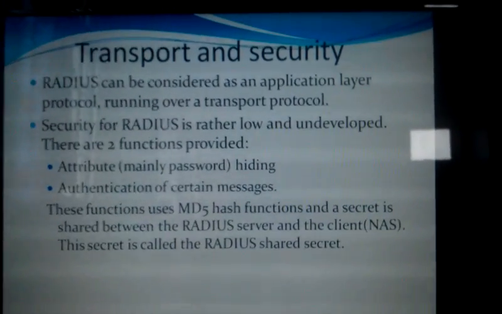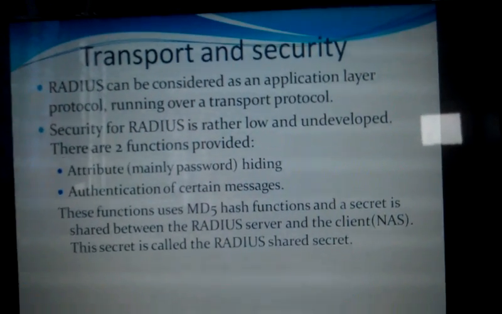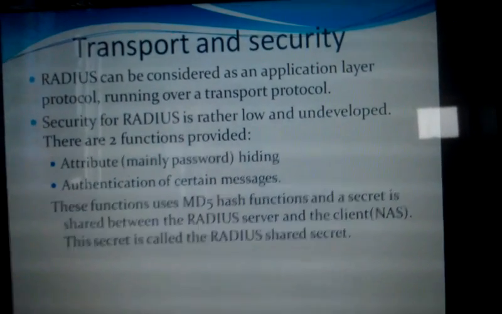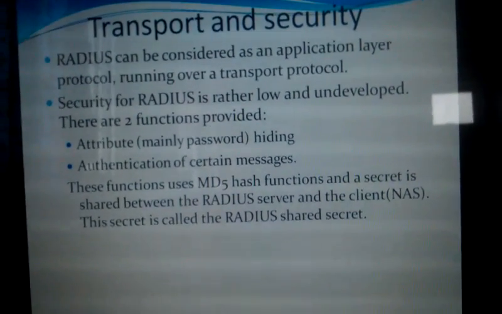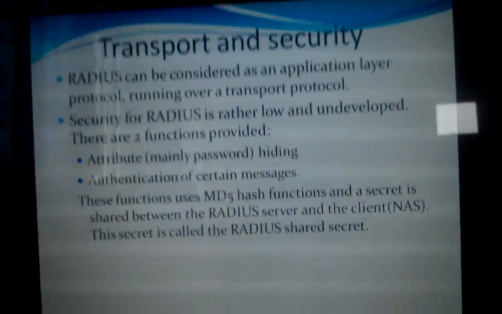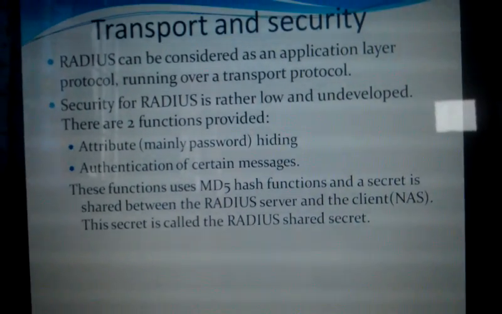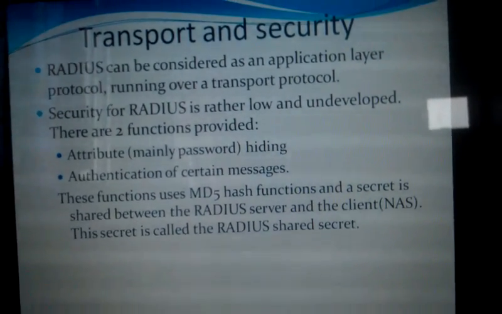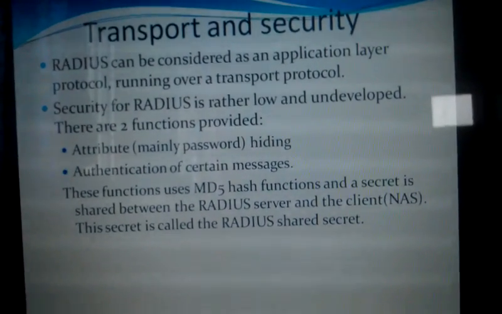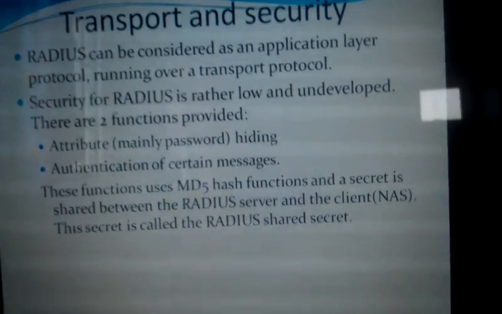Next I'll be talking about transfer and security of Radius. Radius is considered an application layer protocol and it runs on the transport protocol. The security for Radius is rather low and undeveloped, and there are 2 functions provided by the security. These functions use the MD5 hash functions, and the secret is shared between the Radius server and the NAS. This secret is called the Radius shared secret.